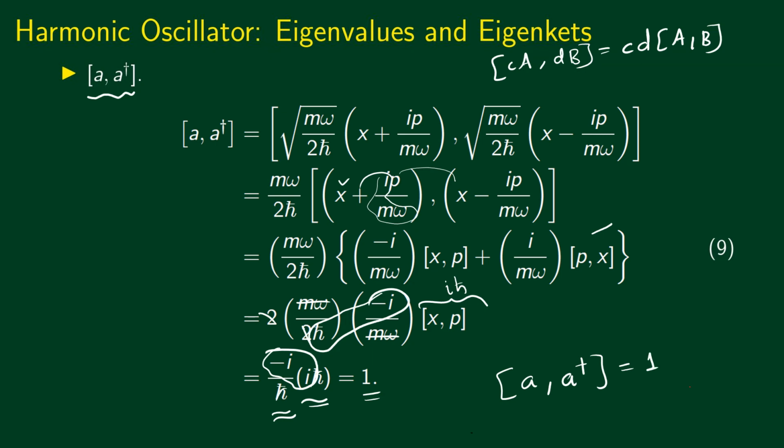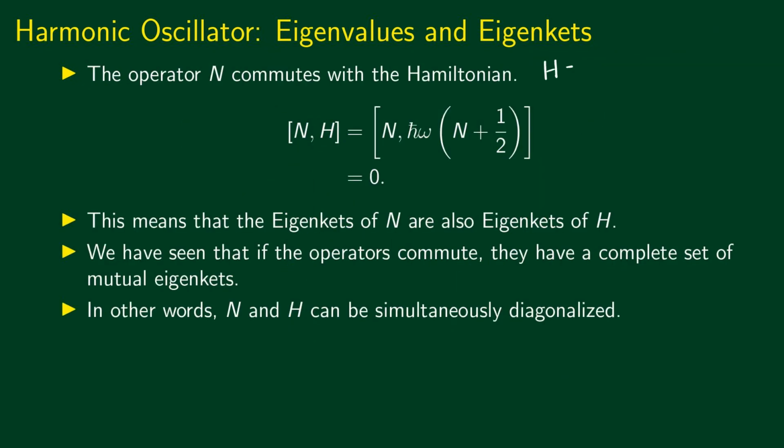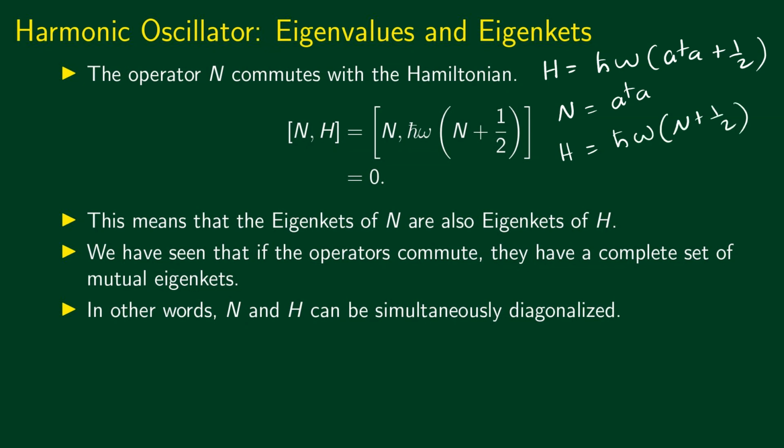We shall see that some of the interesting properties of A and A dagger follow from this commutation relation. We wrote the harmonic oscillator Hamiltonian as H equal to h bar omega A dagger A plus half. Then we defined the number operator N equal to A dagger A. And then the Hamiltonian can be written in terms of the number operator as H equal to h bar omega N plus half. Now it is easily seen that the number operator N commutes with the Hamiltonian.